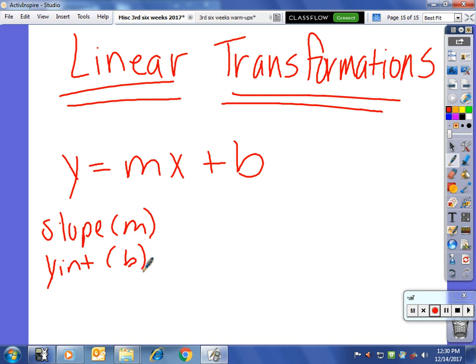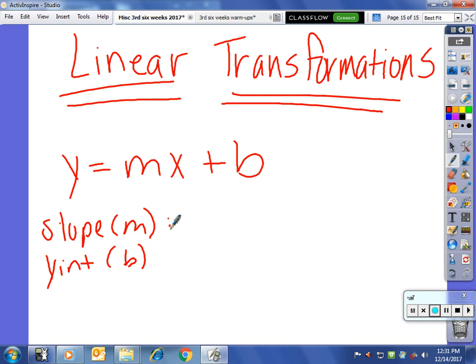And we're going to talk about what happens to a line when you start messing with its slope and messing with its y-intercept. It transforms the line. This is called linear transformations. All right, slope. Let's define slope. Slope, yes, it's rise over run.